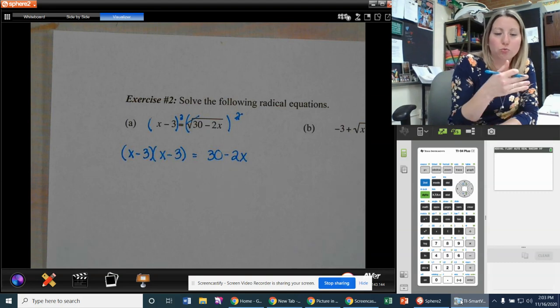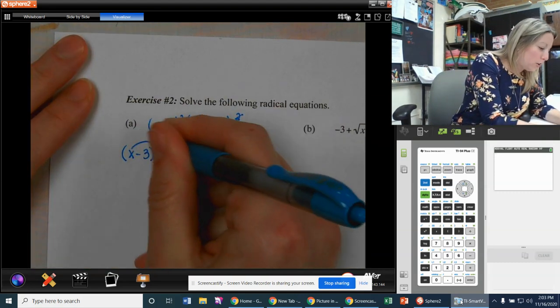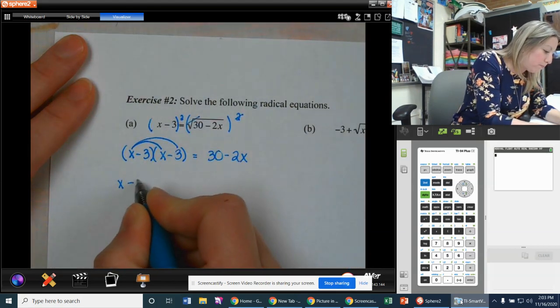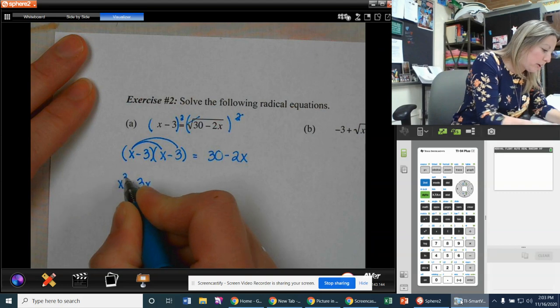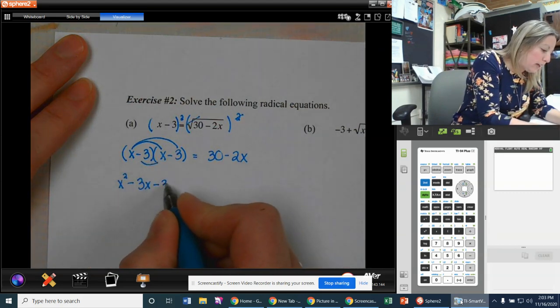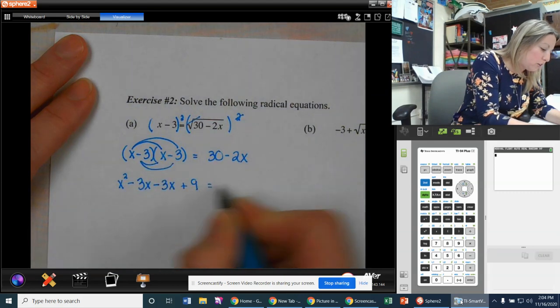So you want to really make sure you rewrite that as the binomial times itself so that you remember to make sure you FOIL this out. There we go. X times x is x squared. So you remember to make sure you FOIL this out, because otherwise you'd be missing out on the middle term. You might not get this correct.